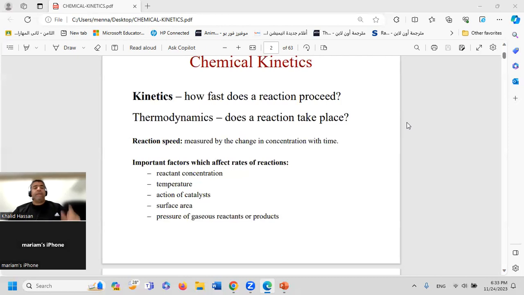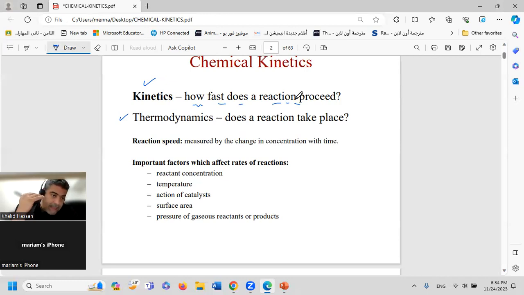First of all, let's make a differentiation between kinetics and thermodynamics. Kinetics shows how fast the chemical reaction proceeds, the speed. Also, as I mentioned, and will mention in the next slides, it gives the mechanism. But thermodynamics tells you whether a reaction will take place under this condition or not. It will not tell you anything about the speed.